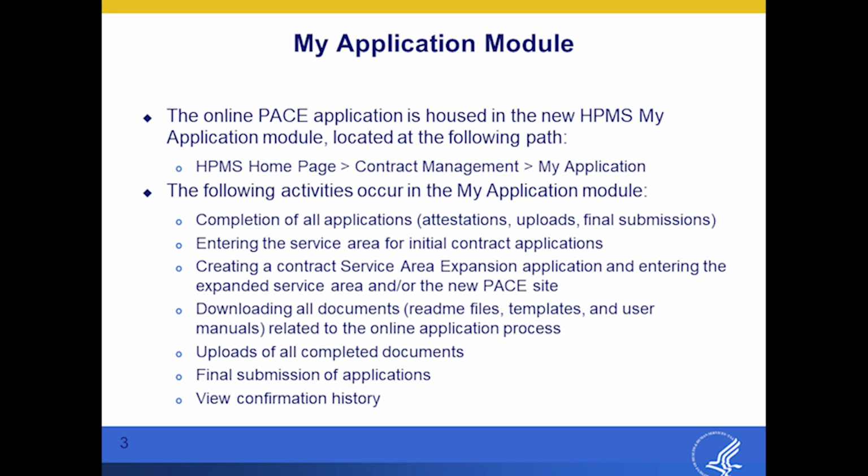The following activities are performed in the My Application module. Completion of all applications, including attestations, uploads, and final submissions. Entering the service area for initial contract applications. Creating a contract service area expansion application and entering the expanded service area and/or the new PACE site. Downloading all documents related to the PACE online application process, including README files, templates, and user manuals. Uploading of completed documents. Final submission of the application. Viewing of the confirmation history.